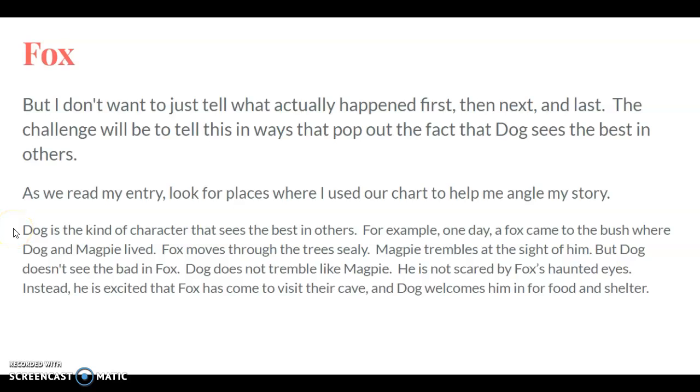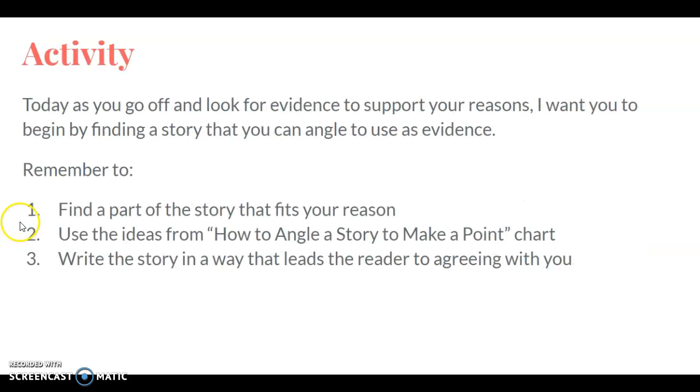Did we angle this particular brief story as Dog being a character that sees the best in others? We did, didn't we? So today, as you go off and look for evidence to support your reasons, I want you to begin by finding a story that you can angle to use as evidence. Remember to do a couple of things. First of all, find a part of the story that fits your reason. Again, we're using the same book that you've been using the last several days with your special character or characters, and you're going to continue to use that book throughout this period of time.